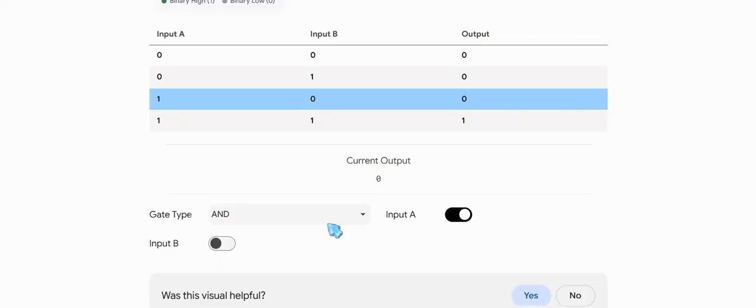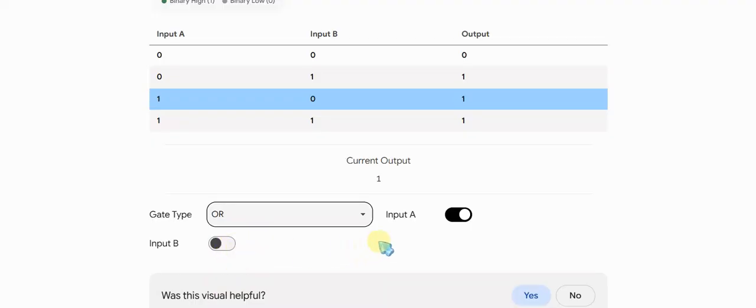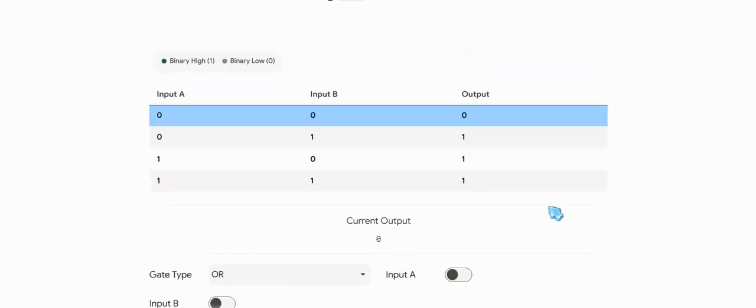OR gate you can take as the condition in any one of the bits, like this. OR means any one of the two. So I'll go here and select OR. In AND, two inputs were required, so in the OR gate also we need two inputs, one A and one B. Let's see how its diagram will be.